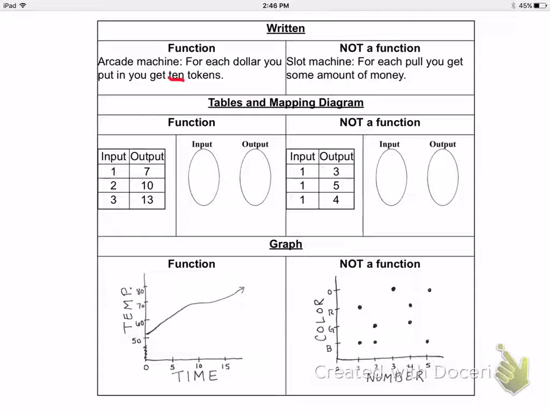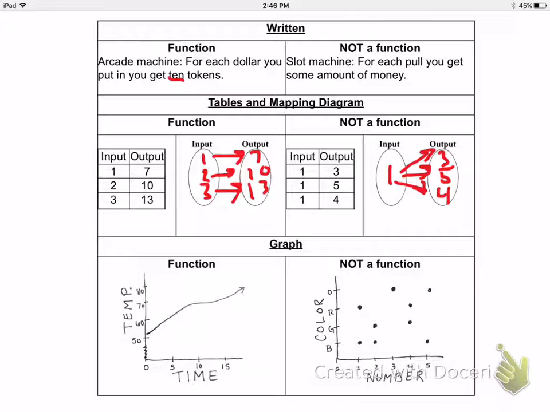Now, if we look at tables and mapping diagrams, on the left, we have an input of 1, which has an output of 7. So the relationship is if you put in an input of 1, you're going to get 7 out. Similarly, if you have an input of 2, you're going to get 10 out, or if you have an input of 3, you're going to get 13 out. Now this is a function because each input only has one output. If we look on the right, our input is always 1, but sometimes we get 3 out, sometimes we have an output of 5, sometimes we have an output of 4. This is not going to be a function because we have more than one arrow coming out of the 1. So not reliable, not a function.